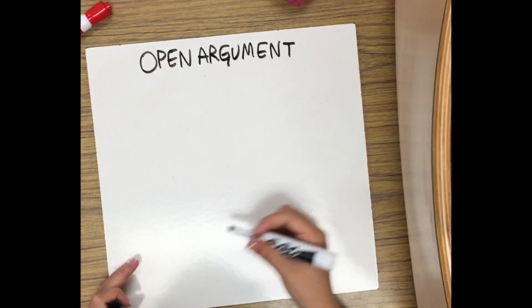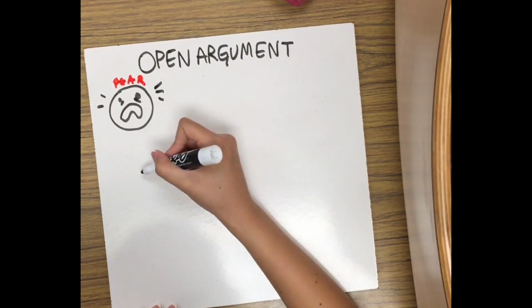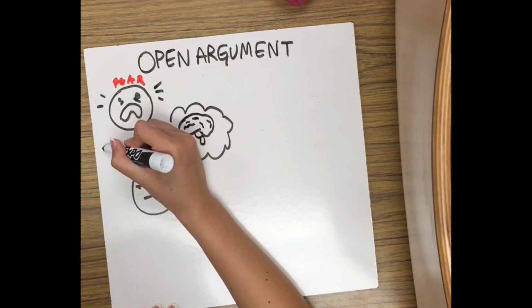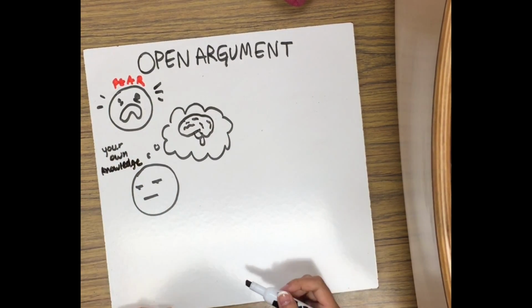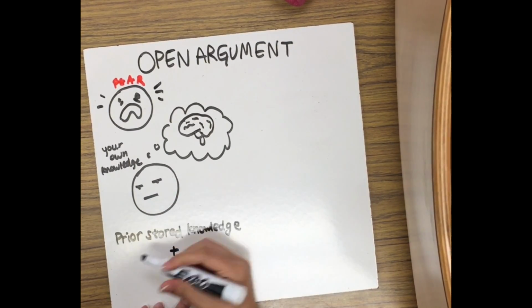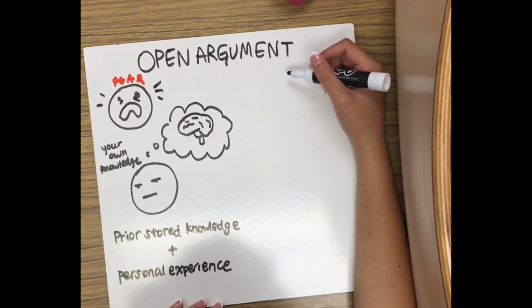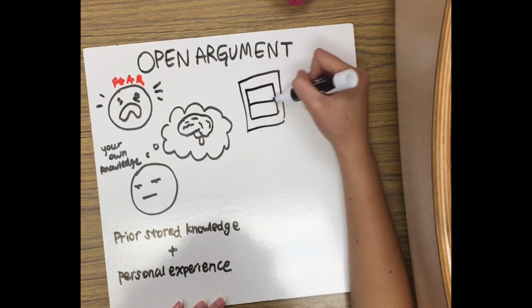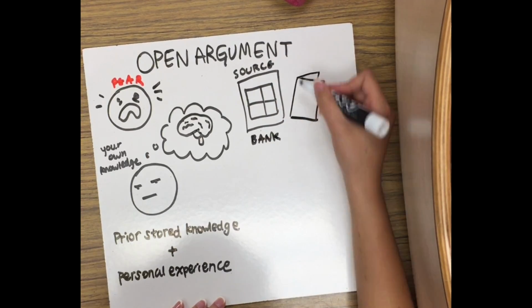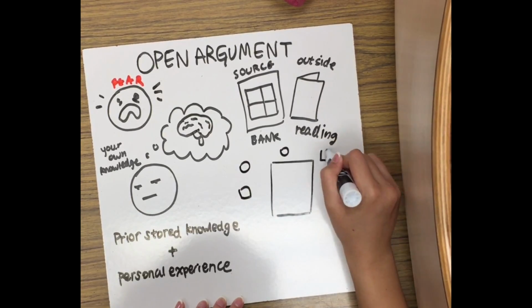Finally, there is the open argument, which some people fear since it does not provide any sources to draw upon. You have to use your own knowledge. There is one prompt and sometimes a short passage that you can refer to. You have to write to a prompt and use prior stored knowledge and personal experience as evidence. In Mrs. Sprague's class, we do practice open arguments, do outside reading to expand our knowledge, and we do in-class readings. Mrs. Sprague has us write down a source bank of summarized passages that we've read before so we can think about the kind of information we can use on the open argument.